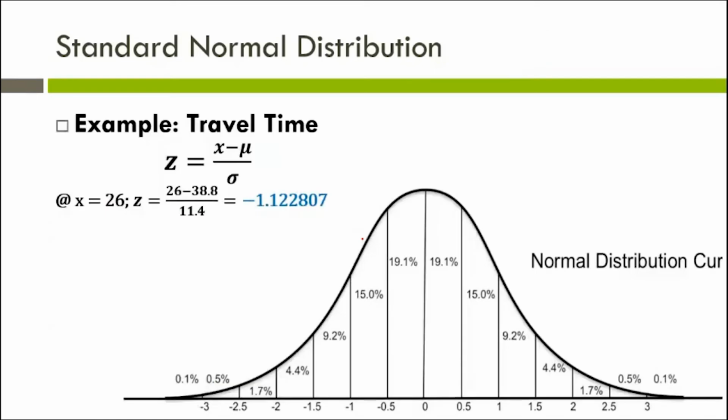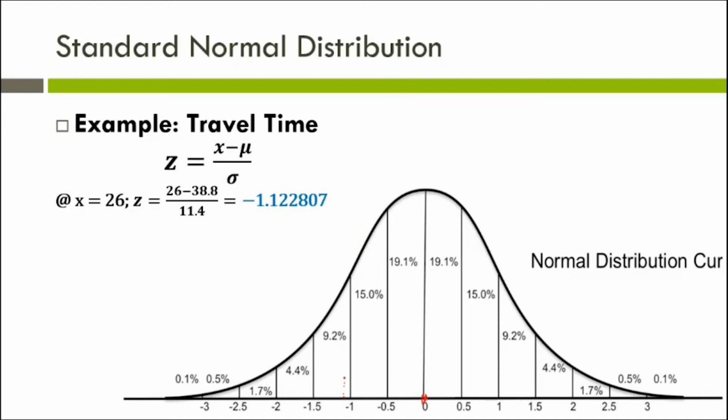Now let's go back to calculating the z's. Again, our mean is 38.8 and our standard deviation is 11.4. So our z equivalent of 26 is negative 1.222807. Since that's negative, our mean here is our reference, which is 0. This means the first z here, for 26, is approximately at this point.